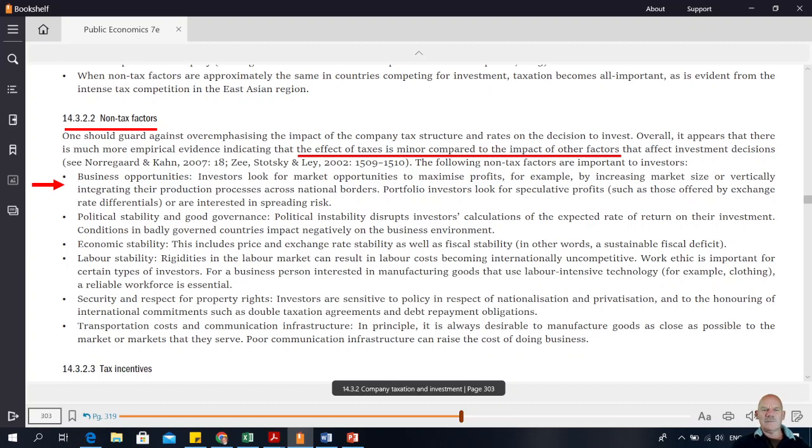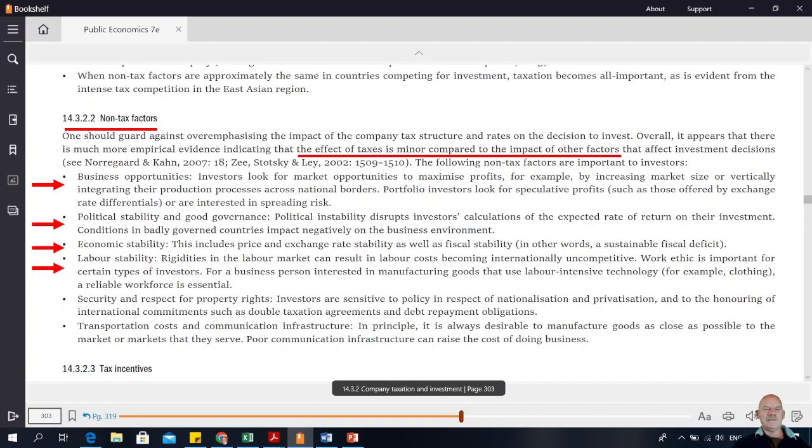An investor would rather look at the business opportunity, the opportunity to make profits, than the marginal effective tax rate. How politically stable and how is the government run is important. So if a foreign investor has to come to South Africa and they think about political stability and good governance, what would they think? And would they really think about the small differences in tax rates, or would they see this as a huge elephant in the room?